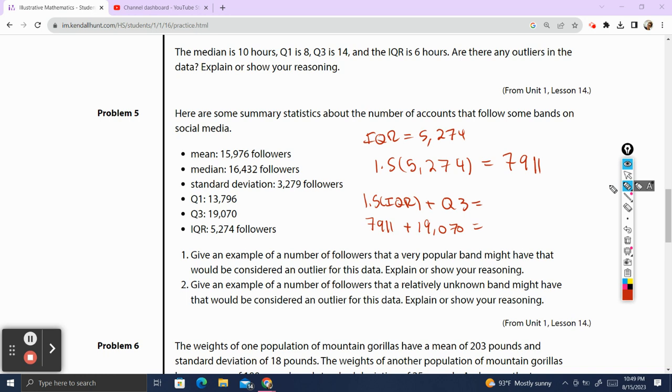I realized that I couldn't do these calculations in my head, so I put them in a handy dandy calculator, and I calculated 26,981. So an example of a number of followers that a very popular band might have that would be considered an outlier for this data would be 30,000 followers. I wish I had that many followers. So 30,000 followers would be an outlier, and I know it's an outlier because it is higher than 26,981.